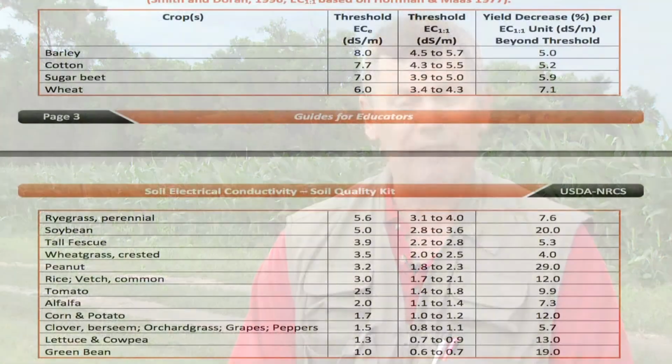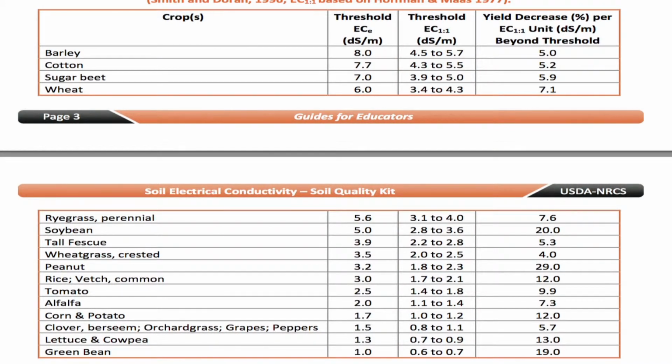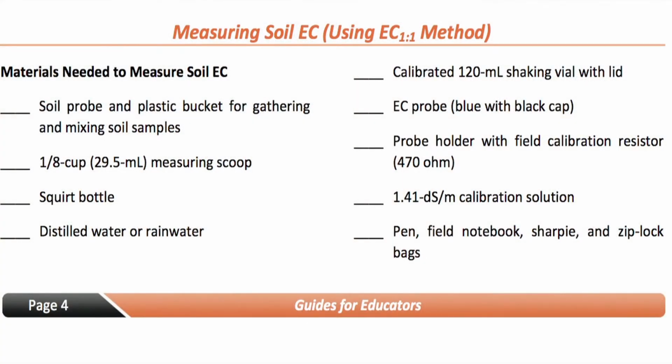And lastly, we have the crops. They're at different levels, from the most tolerant, barley, to the least tolerant, that's green beans. Some discussion questions with your students, and then what's needed, and what we all have here. So we have the soil probe, the scoop, the squirt bottle, the distilled rainwater. All the materials that you need will be shown in the test itself.